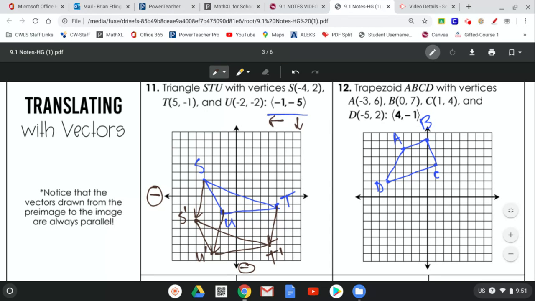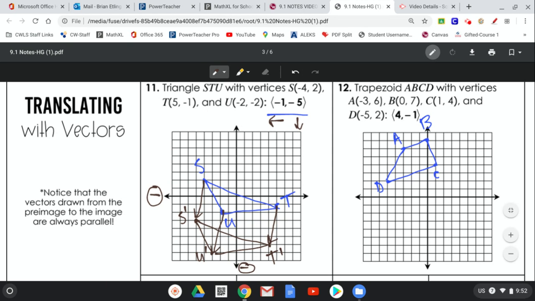So that's where a question might ask you, hey, use vectors and the pre-image, whatever, in our case is STU, to create a three-dimensional image. So that's what we're going for here with vectors. It's kind of a different way to look at translating figures.